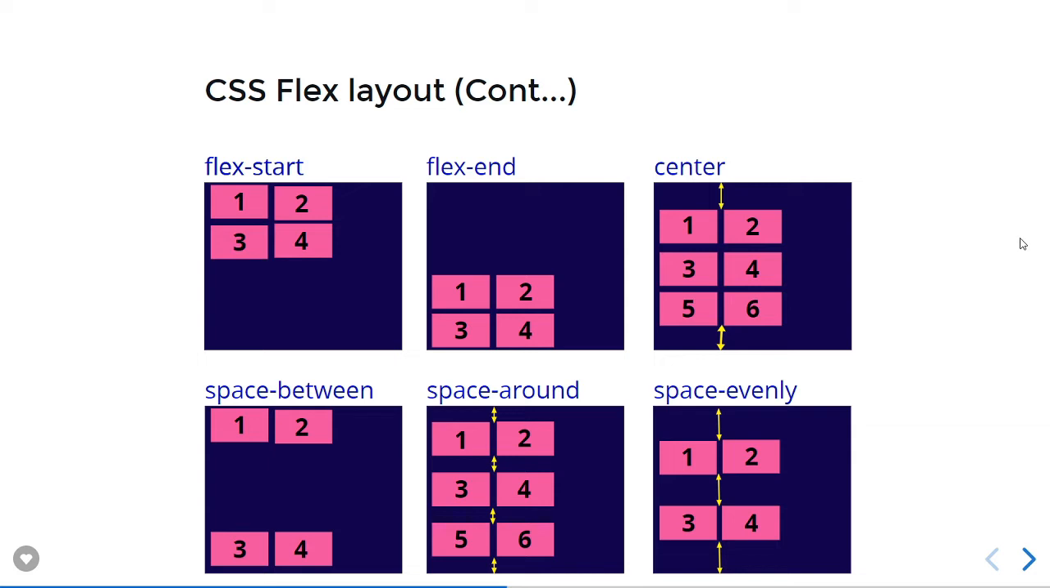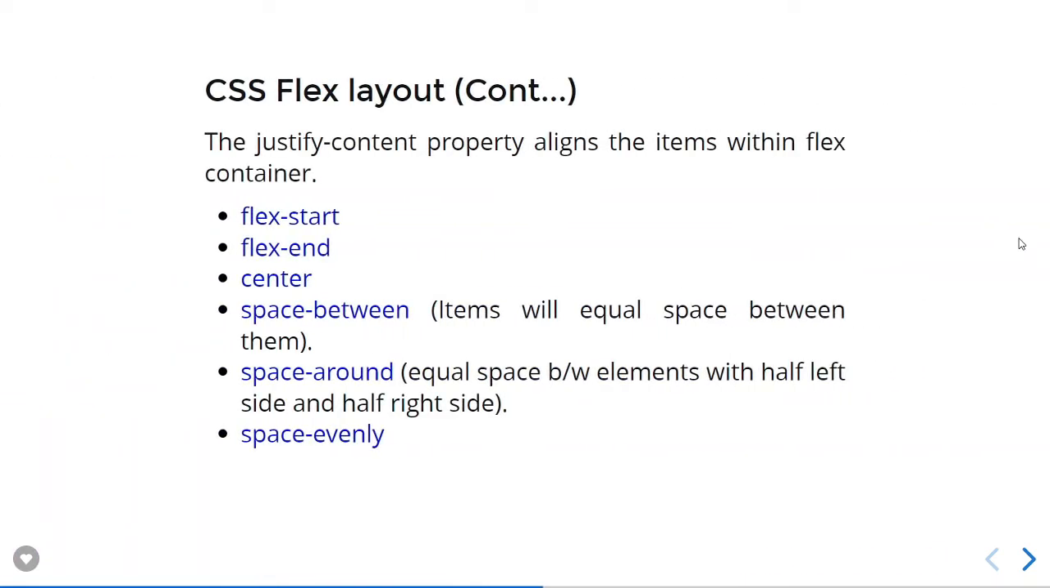Flex start makes the elements go to the start of the given area. Flex end keeps them at the bottom. Center makes them centered. Space between means space between the elements, with the first and last at the edges. Space around gives space around the elements. Space evenly gives equal spaces.